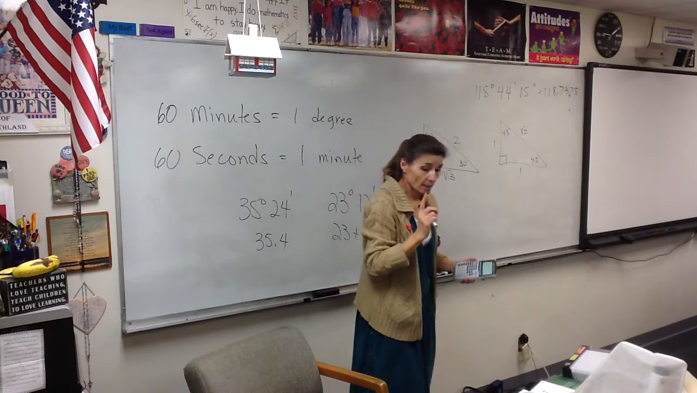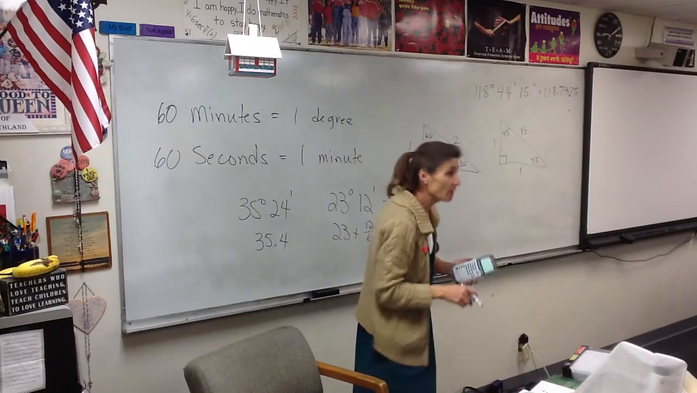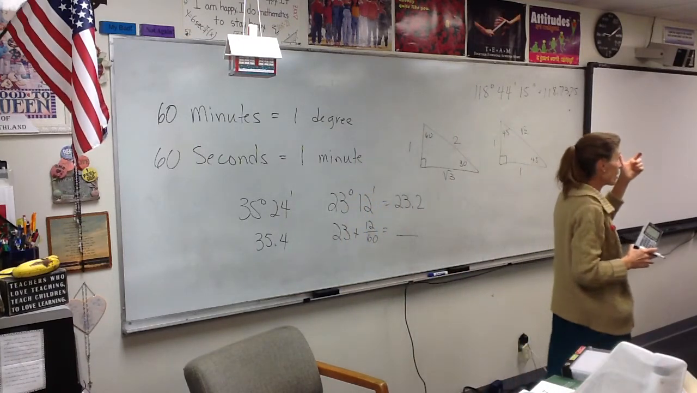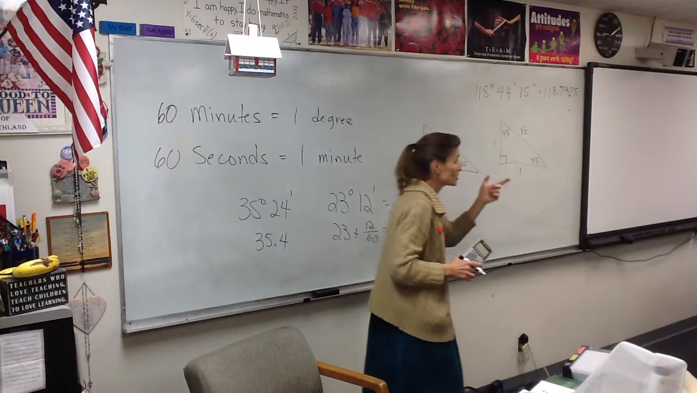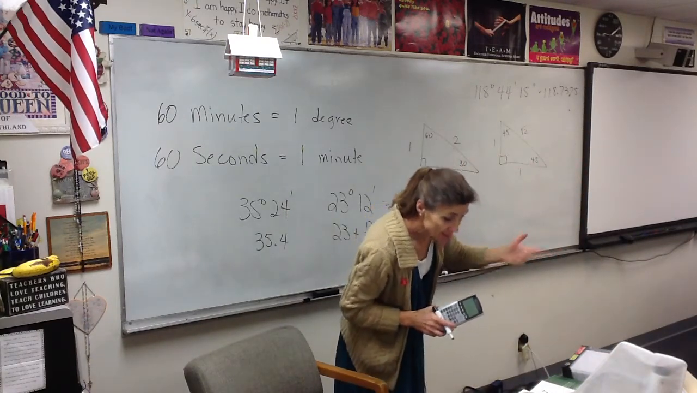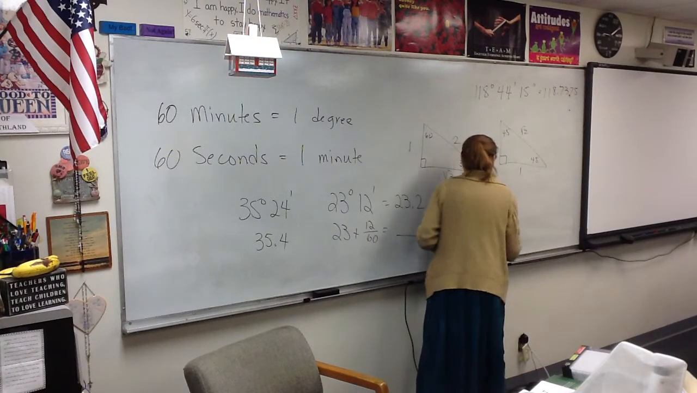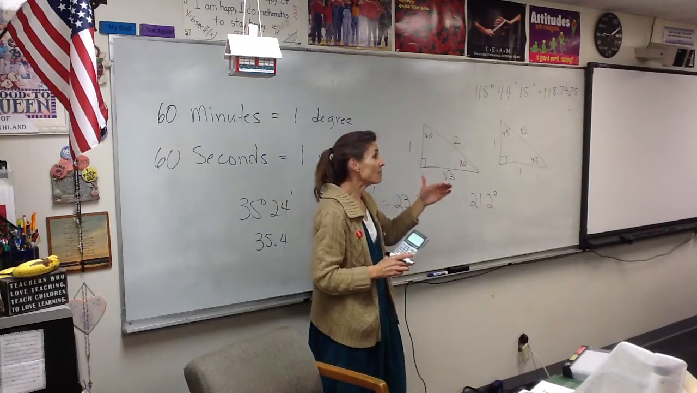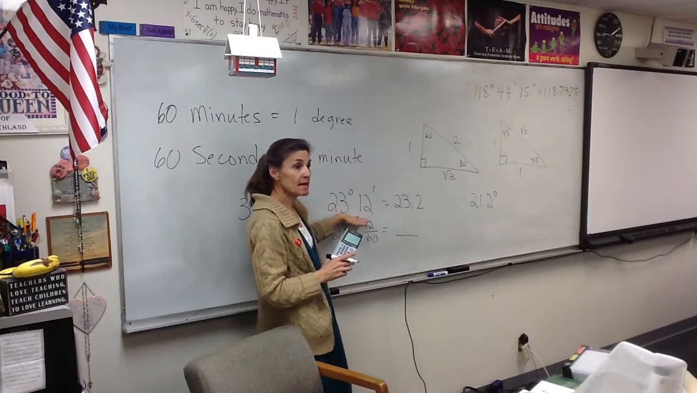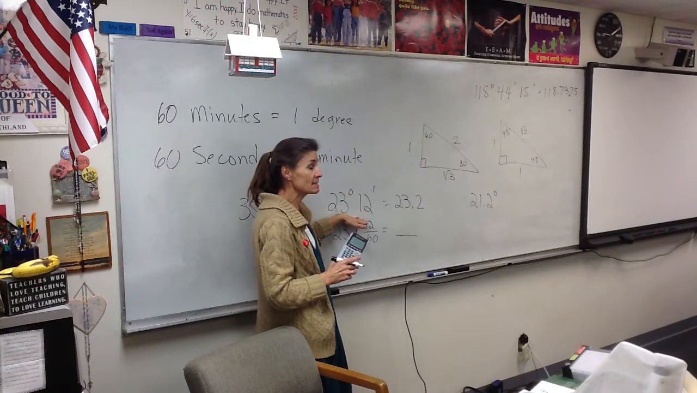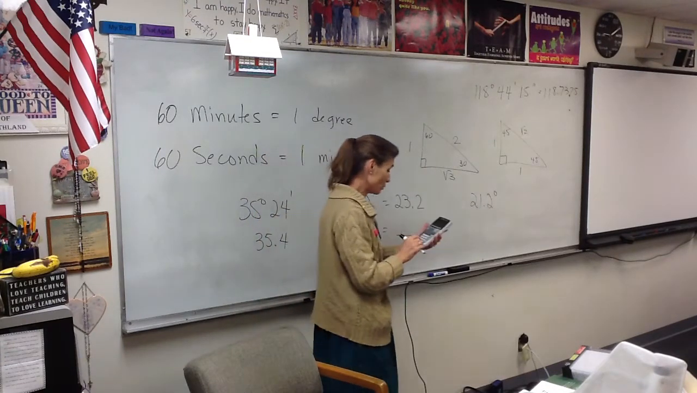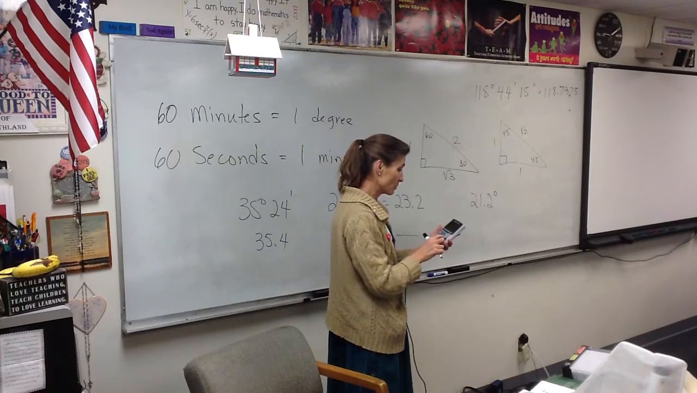Now, luckily for you, the calculator goes the other way also. So if you look at question number 5 in your book, it says, I have an angle 21.2 degrees, and I need to get that in degrees, minutes, and seconds, DMS. So I'll type 21.2. This is really cool. You're going to love it.